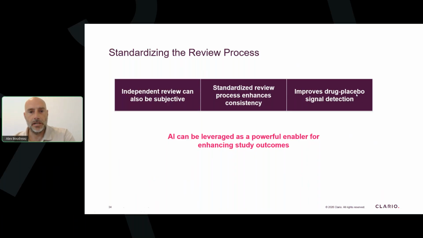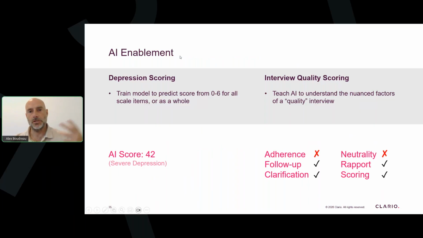So if we go to the next slide. There are different approaches and different aspects of these interviews that we can enhance with AI. And one first area is around the depression scoring. So if you think about MADRS as the instrument, you can train a model to predict the severity of symptoms for all scale items from 0 to 6 or as a whole, right? So you have an AI model, for example, that can say, for this interview, I score it as 42, which stands for severe depression, based on the instrument.